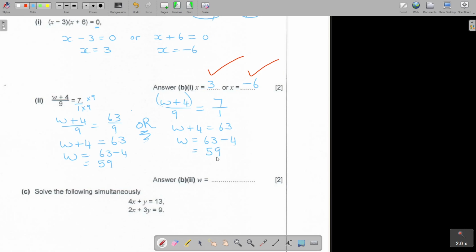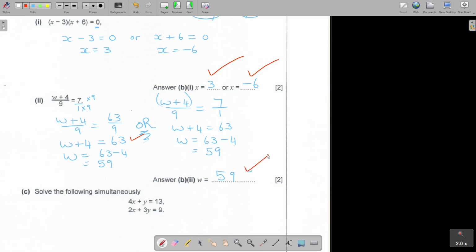So if I had to choose a method, I would have chosen this method. I would have put brackets, put over 1, and cross multiplied, because that's what we do if we have one term equals one term. Otherwise, we just make the denominators the same. Okay. Now, where will they give me the marks? As soon as you come to this step, it doesn't matter how, they will give you a mark. And as soon as you say that the final answer is 59, they will also give you another mark.